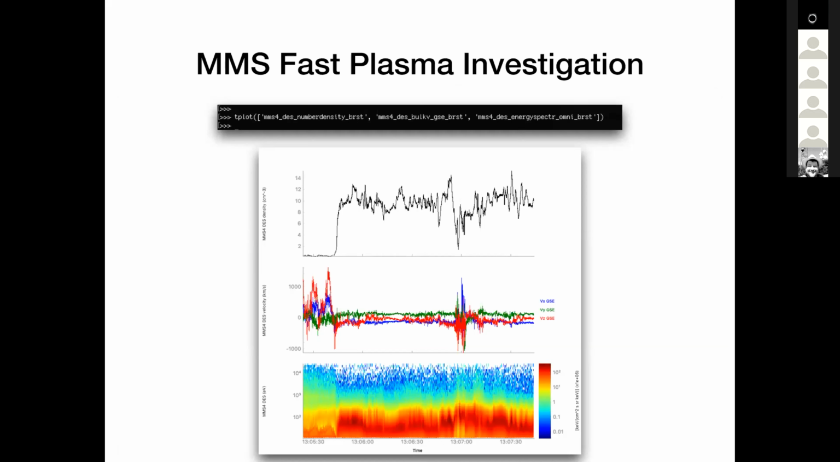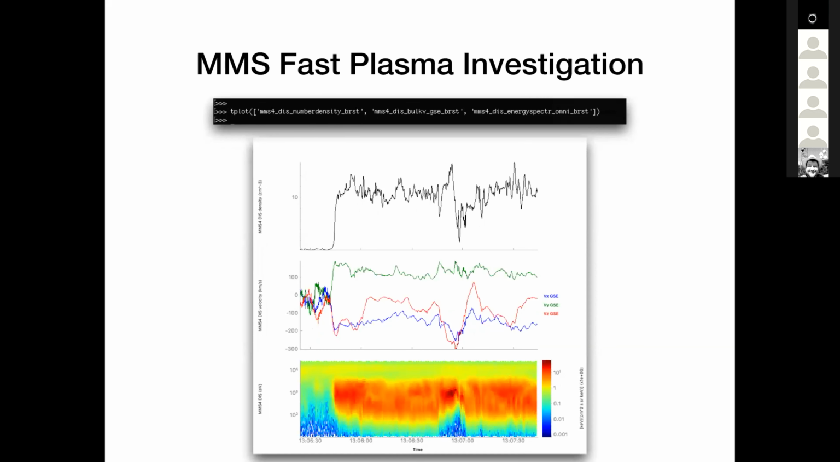So just plotting that data from the last slide, we're plotting the electron number density on top, the electron bulk velocity in the middle, and then the electron omnidirectional energy spectra on the bottom. And if you were to create the same plot in IDL using our tools, the plot would look almost identical, if not identical. And here's an example of plotting the ion data that was also loaded in that same call. We have the ion number density at top, the ion bulk velocity in the middle, and the ion energy spectra on the bottom.